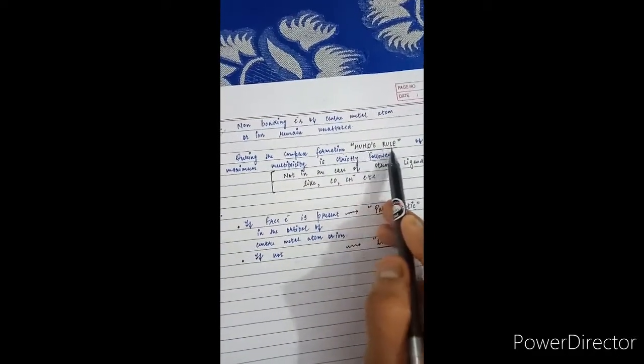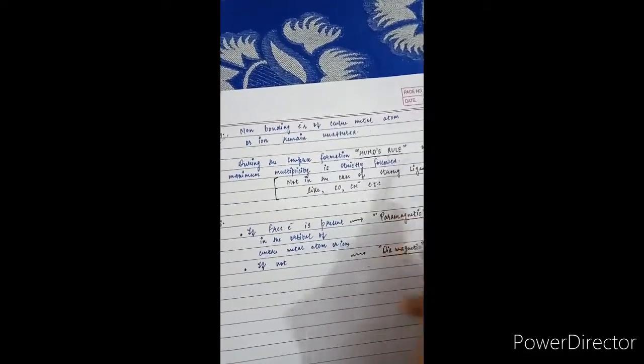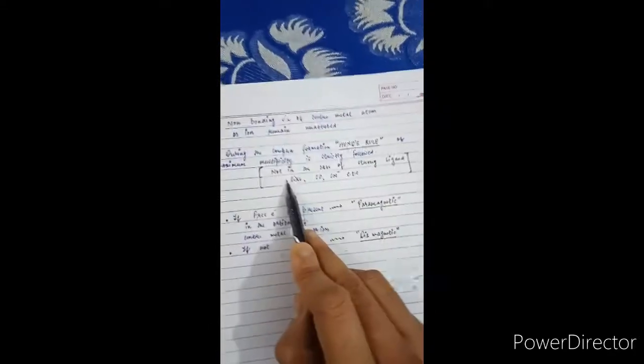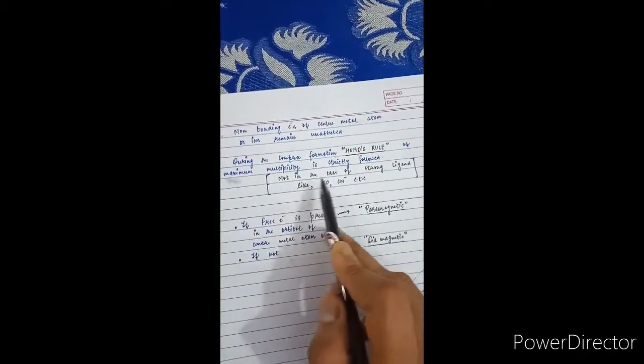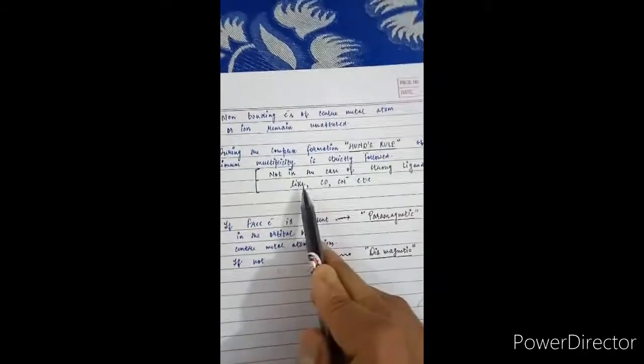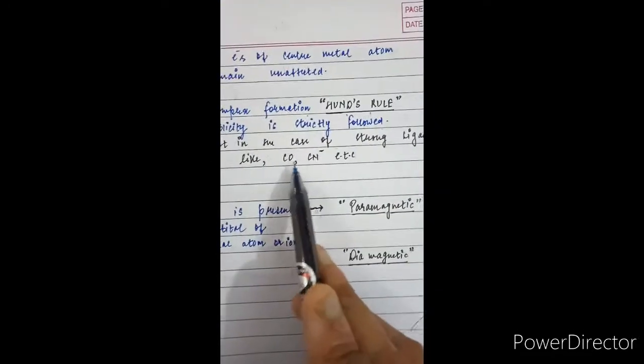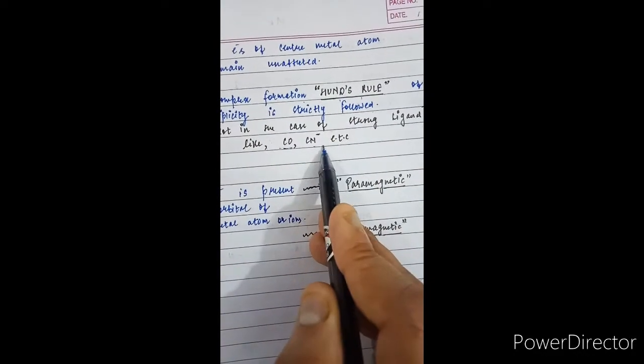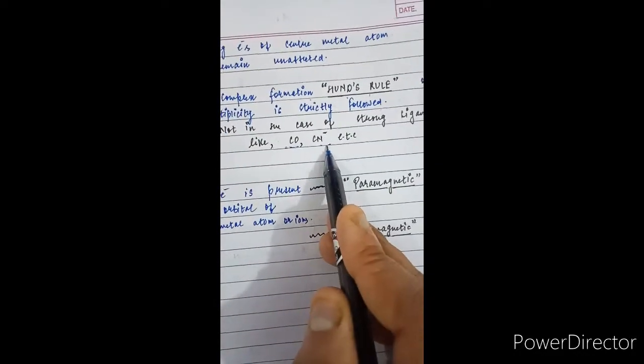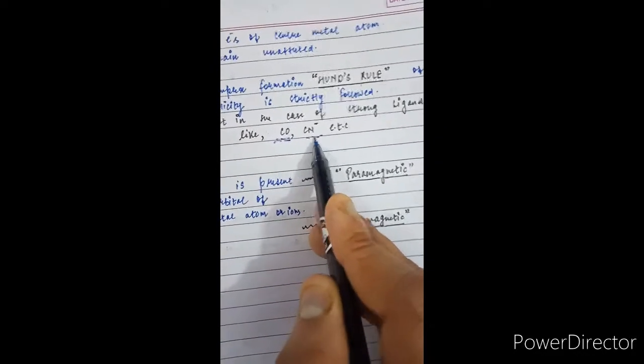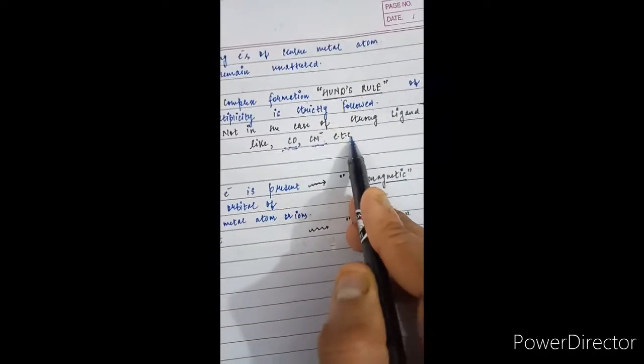Means we know about Hund's rule, we have already completed it in 11th class. But this rule cannot be followed in the case of strong ligands. And what are the strong ligands? There are 2 or 3 or 4 types of strong ligands, but these two are very important. CO and CN, carbon monoxide and cyanide, they both are strong ligands.